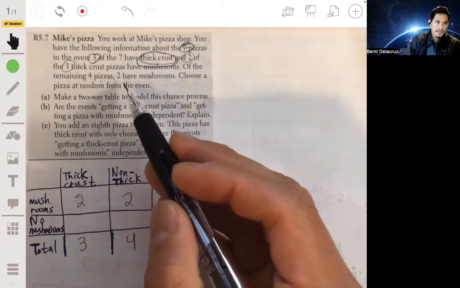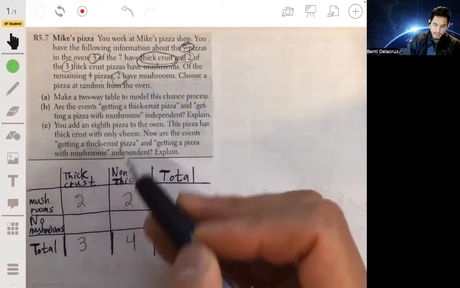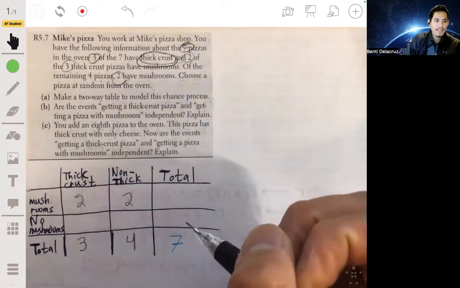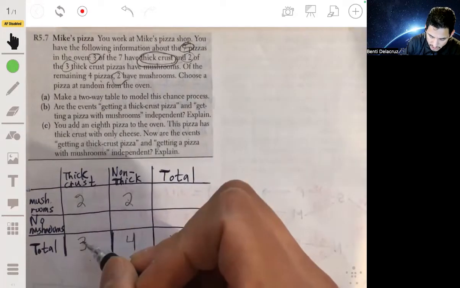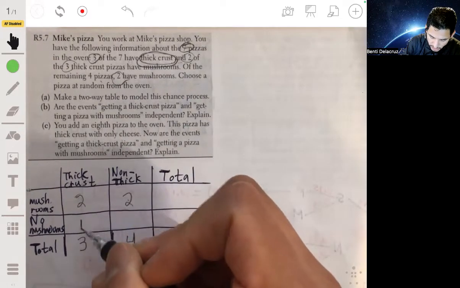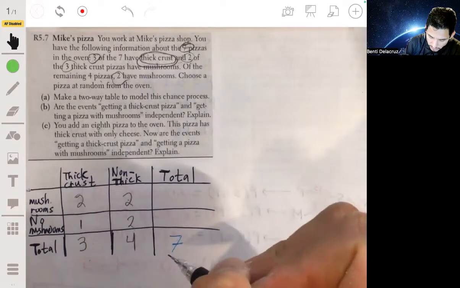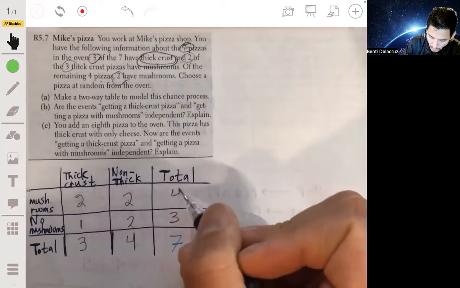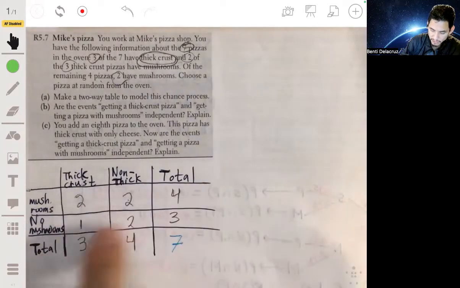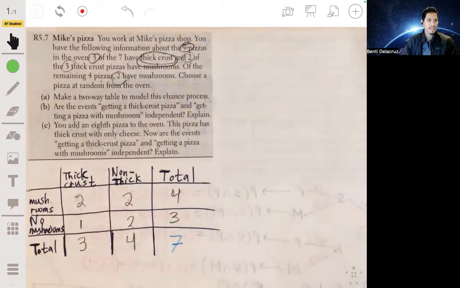There's different ways to interpret it. You could think, oh, just 2 have mushrooms, or 2 more mushrooms. In either case, you just do simple addition, fill in the blanks. 2 plus 1 is 3, so you put a 1 there. 2 plus 1 is 3. 2 plus 2 is 4. Here you got 1 plus 2 is 3. 2 plus 2 is 4. And again, just verify that it works both ways. And that's it. There's your 2-way table.